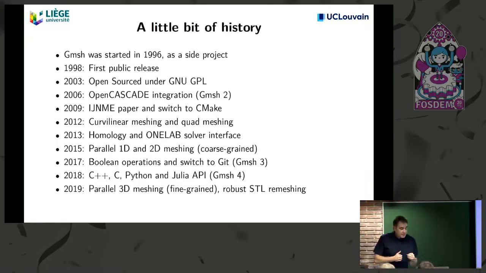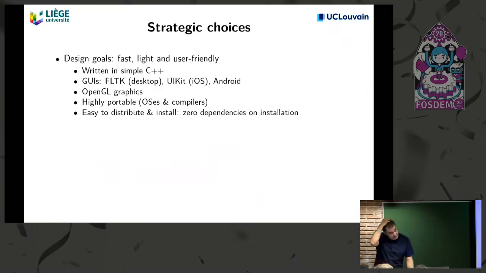And so development has been accelerating because we've been investing a lot more time in developing Gmsh recently. Choices that we made: it's simple C++. It's still actually C++98 compatible. Version 5 will drop that. Why do we do that?